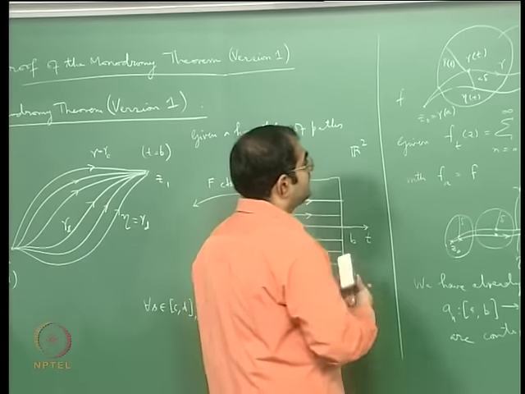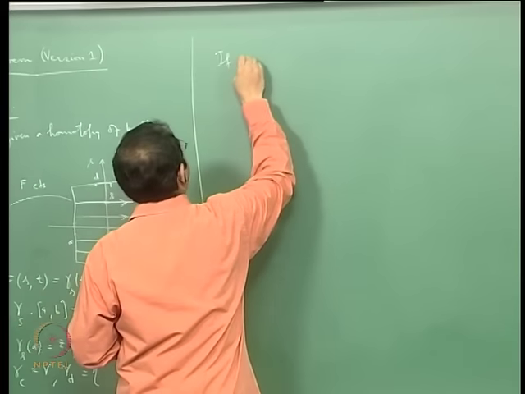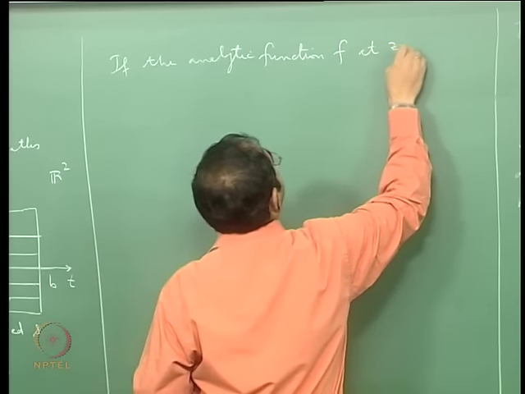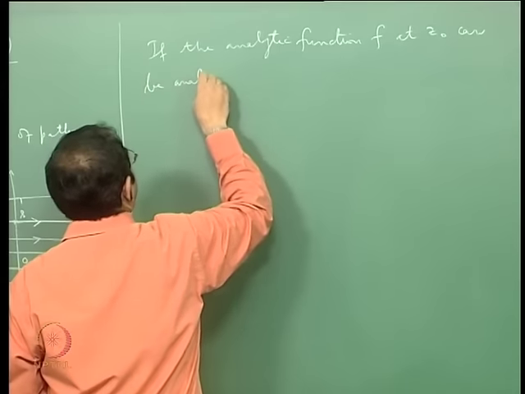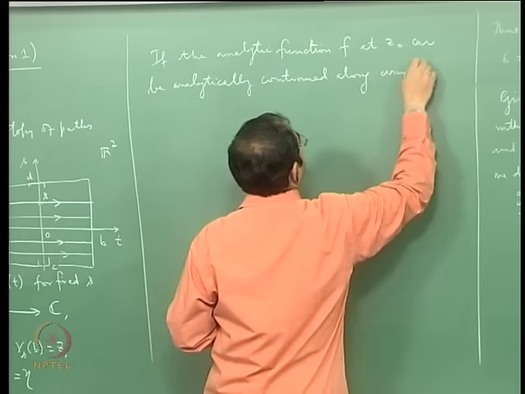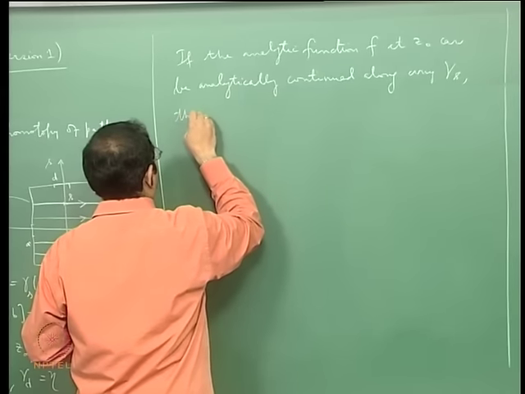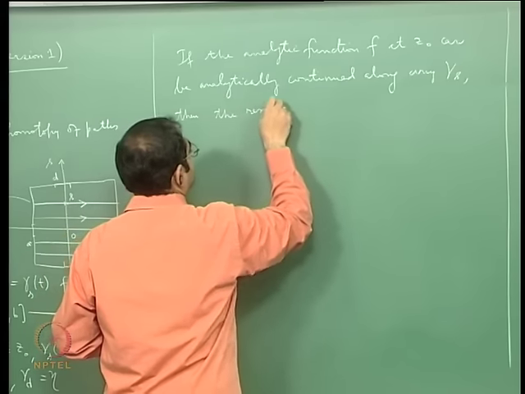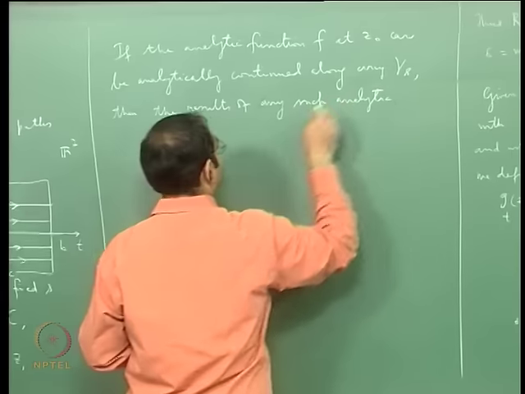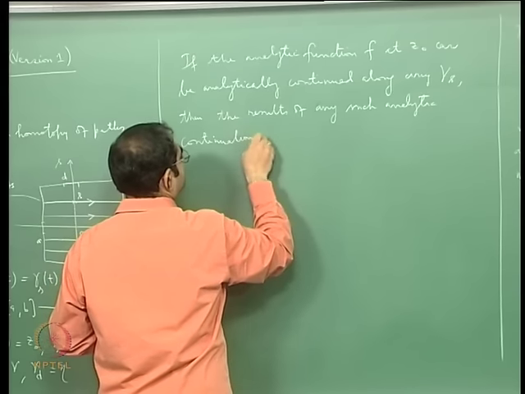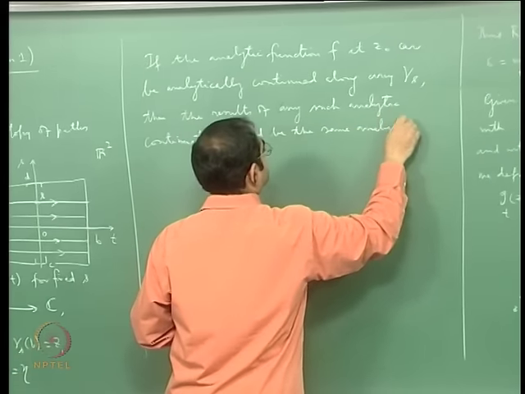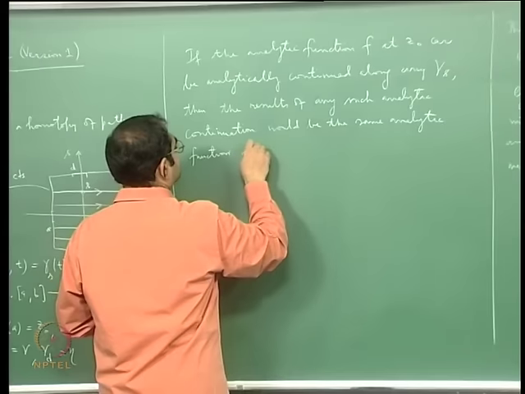So let me write that down. If the analytic function f at z0 can be analytically continued along any gamma s, then the result of any such analytic continuation would be the same analytic function at z1. So this is the monodromy theorem.